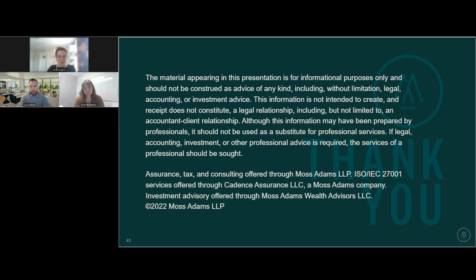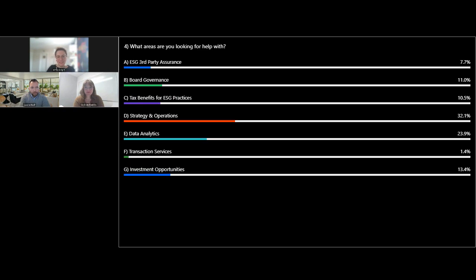All right, looks like we've got just about the majority of everyone. Okay, let's go ahead and see what everyone had to say. So a little bit across the board. Strategy and operations definitely being the most at 32%. Some third-party assurance, governance. These are all things that we help our clients with. So if this is something that you're interested in, definitely feel free to reach out to myself or Colleen or both of us afterwards. We'd be happy to have any kind of follow-up discussions.